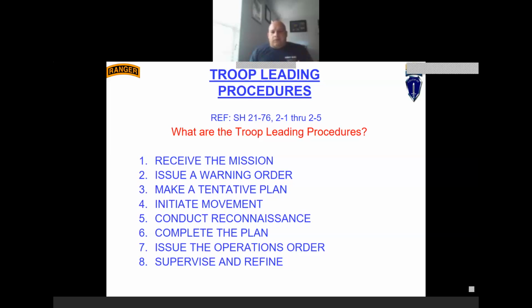When you issue the order and you're walking through your concept of the operation, your scheme of maneuver, you're going to identify friction points and things that you identify, and that's where you're going to refine and go back and correct. And then you're going to step off and do the mission.